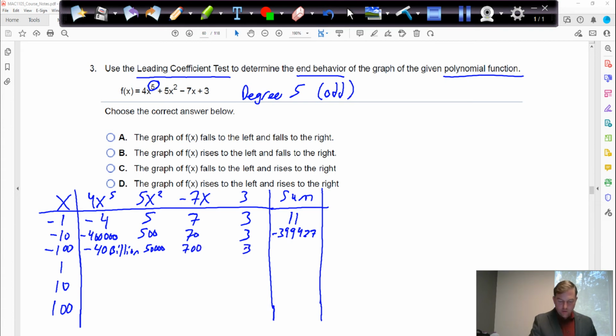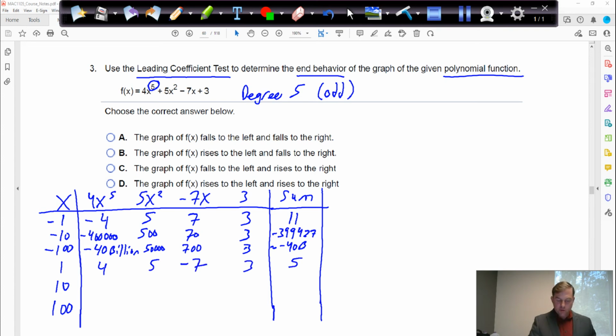And hopefully the point's starting to be made. This 400,000 over here does not get changed much by the 500, the 700, or the 3. It's even more pronounced at minus 100. 40 billion does not get changed much by 50,703. So this answer is approximately the same as the first term, minus 40 billion. If you plug in positive numbers, you get a very similar result. You get 4, 5, minus 7, and 3. Those add up to be 5.